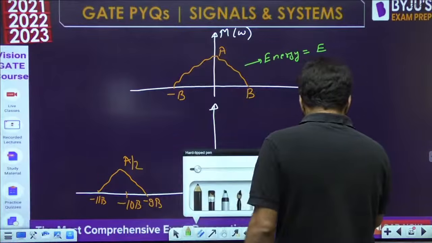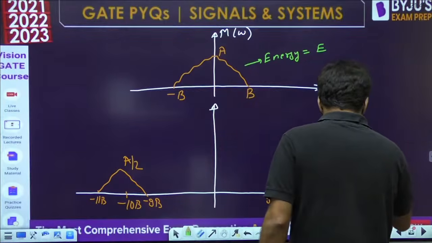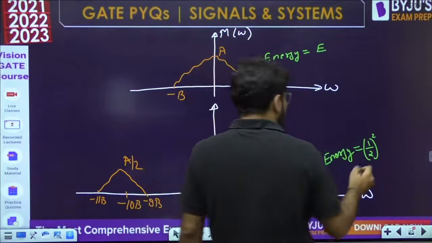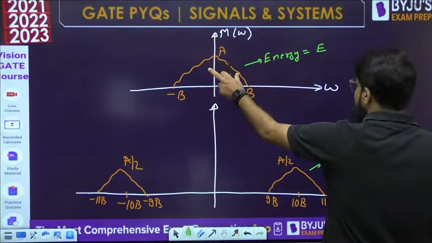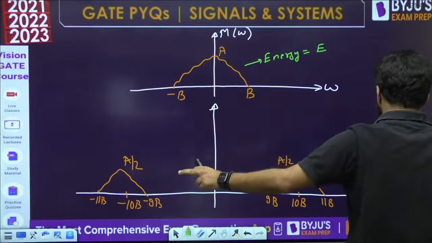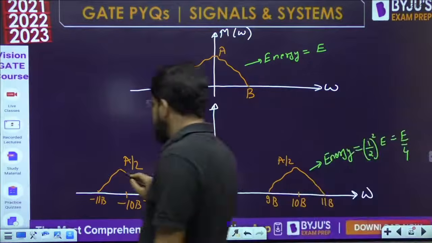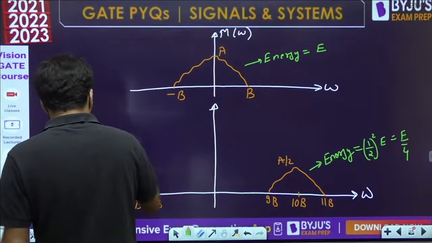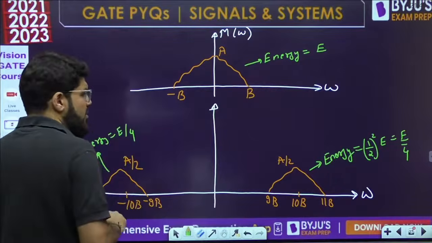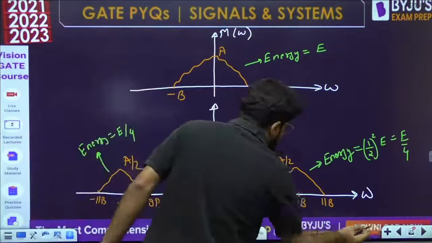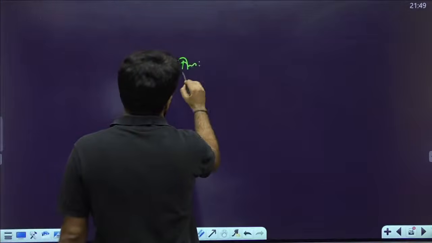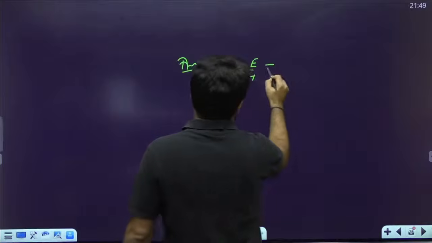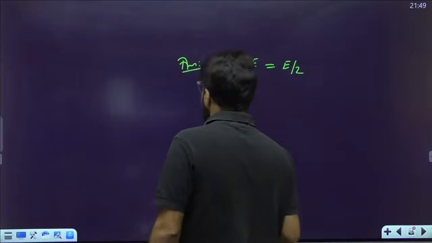So what should be the energy here? It should be multiplied by the square of half. And what is the energy of this much signal? That is E. So it is E by 4. Similarly, the energy for this signal will also be E by 4. So what is the total energy? That is E by 4 plus E by 4, which is given by E by 2.